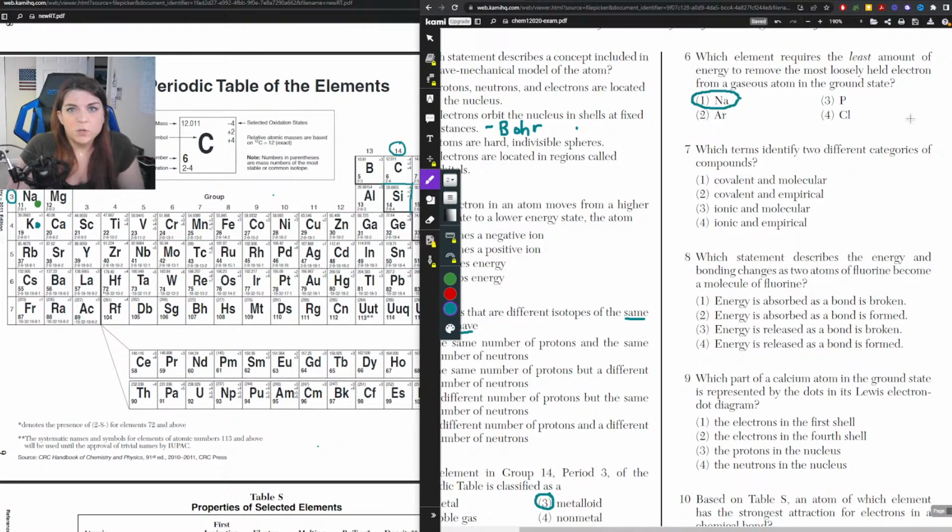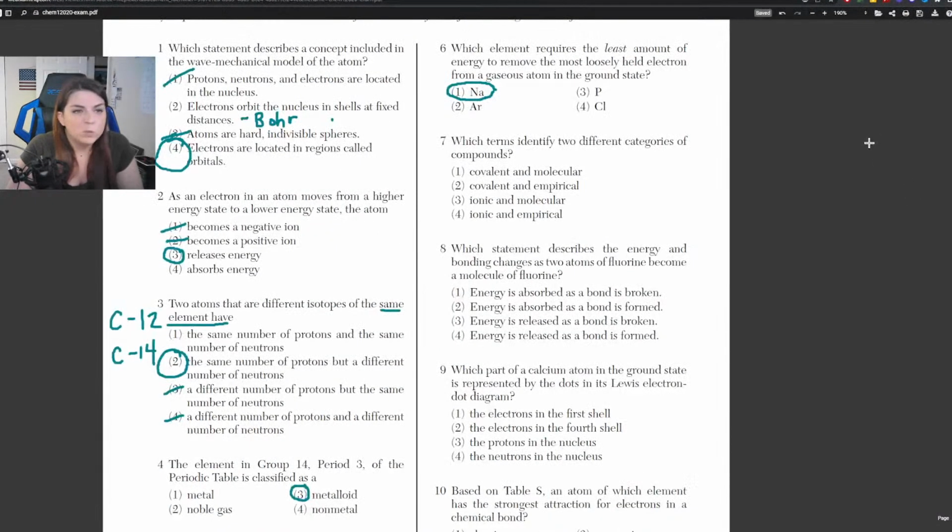Number 7 is mostly just vocabulary, which we love to see. Which term identifies 2 different categories of compounds?